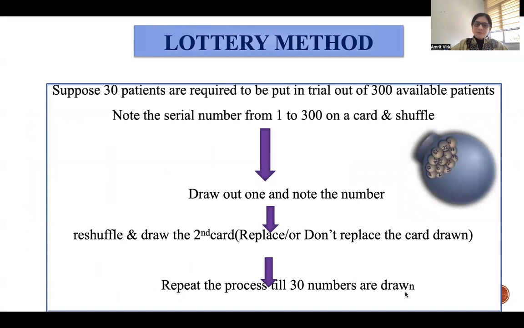Let's take an example of the lottery method. Supposing we have to take out 30 patients to be put in a certain trial out of 300 available patients. Here we can note the serial numbers between 1 to 300, because that is the total number of available patients, on cards, and we can shuffle. We draw out one and note the number, and that would be the number of the patient that we include in the sample. We can reshuffle the pack of cards and draw the second card. We can use both the methods over here, whether with replacement or without replacement. This process is repeated till 30 numbers are drawn, and these 30 numbers would be the 30 patients that we include in our sample.